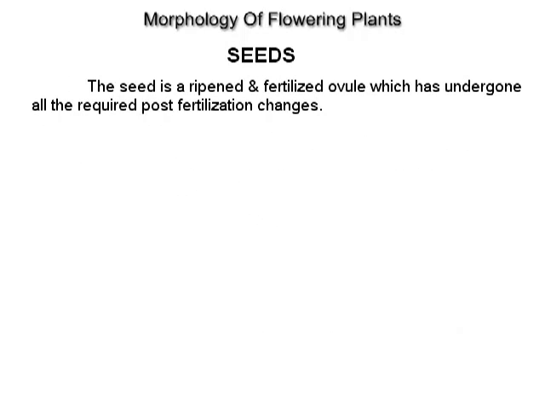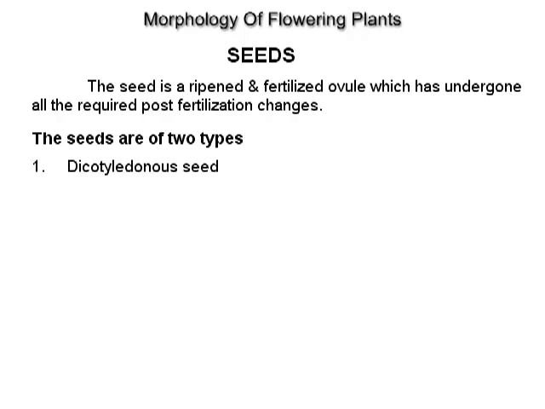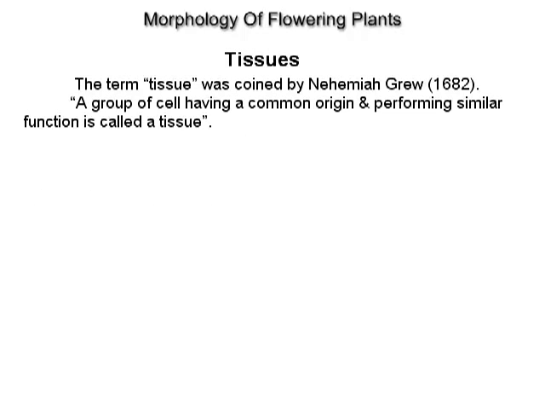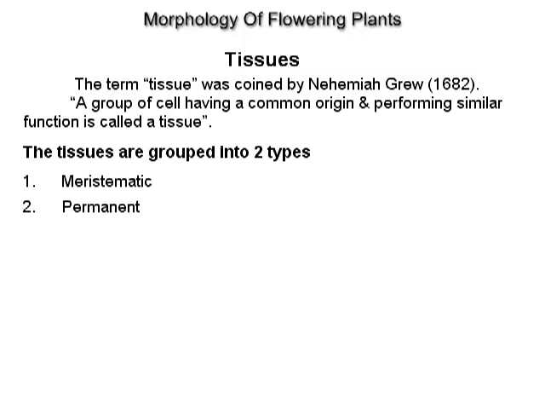Seeds. The seed is a ripened and fertilized ovule which has undergone all the required post-fertilization changes. The seeds are of 2 types, dicotyledonous seed and monocotyledonous seed. Tissues. The term tissue was coined by Nehemiah Grew in 1682. A group of cells having a common origin and performing a similar function is called a tissue. The tissues are grouped into 2 types, meristematic and permanent.